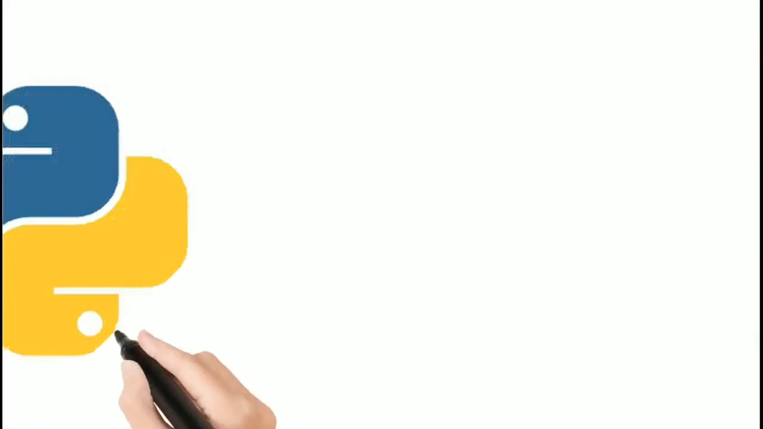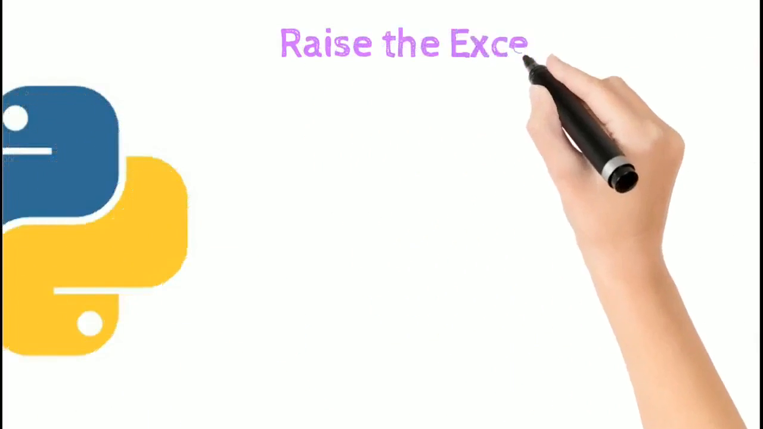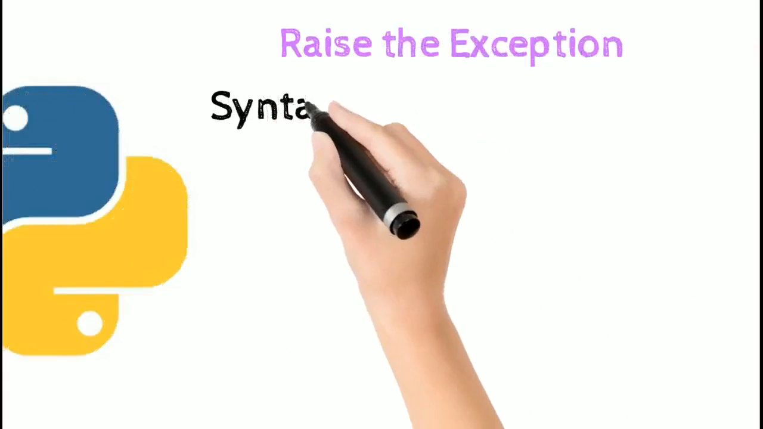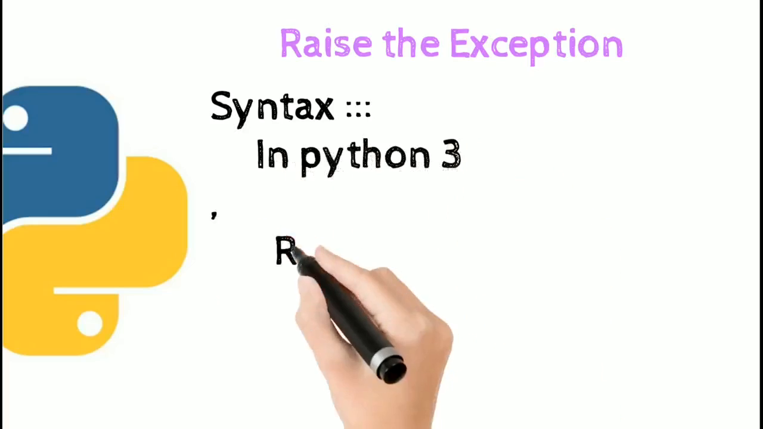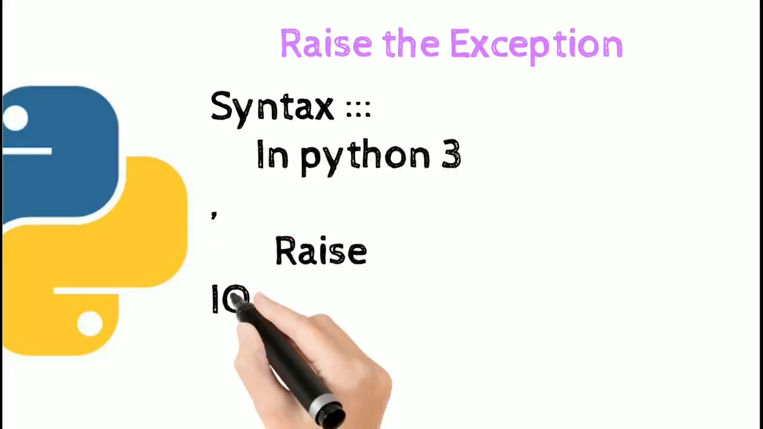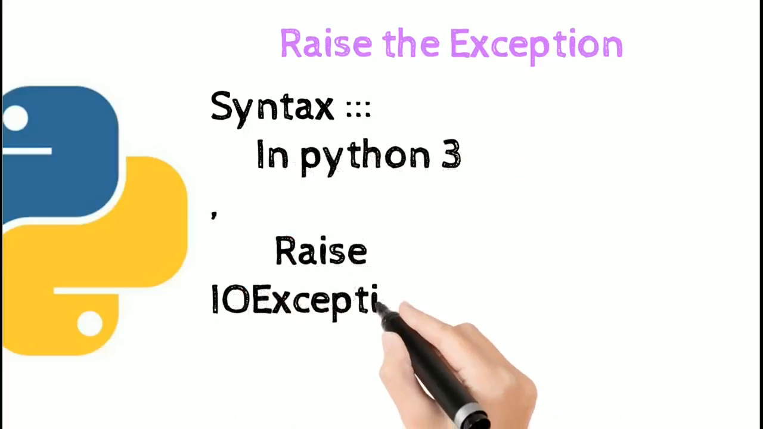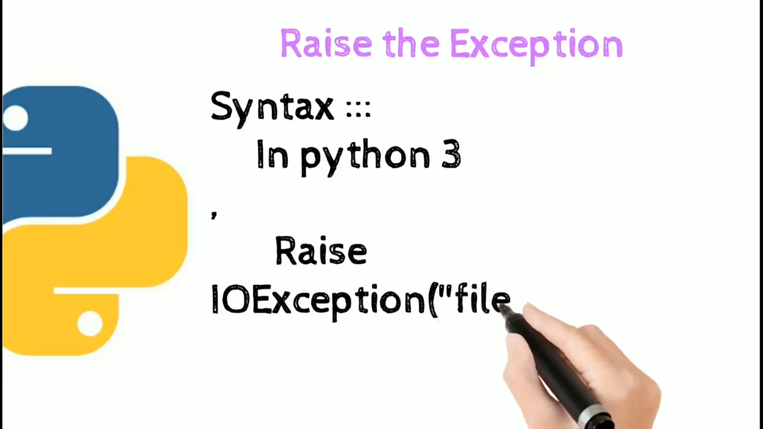And next, how can we raise the exception in Python 3? The syntax follows here. In Python 3 the syntax is like this. Raise is the keyword and IOError, and next here the message is enclosed within parentheses, like this. Thank you.